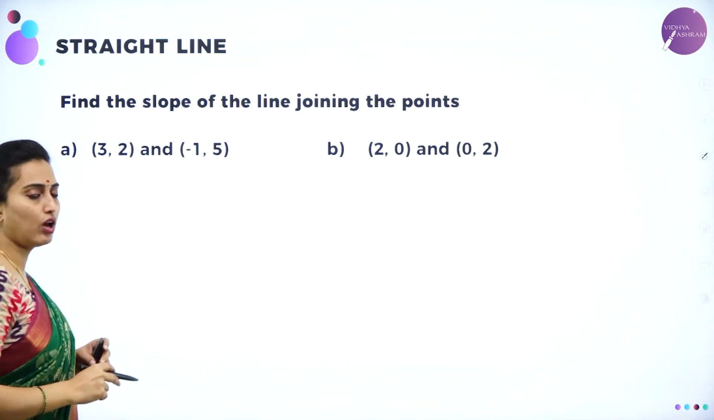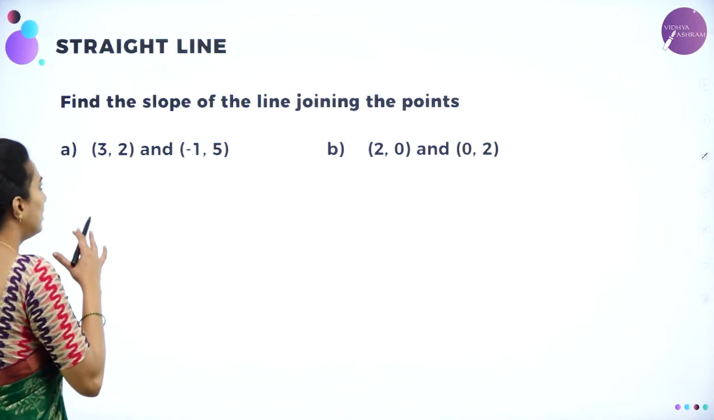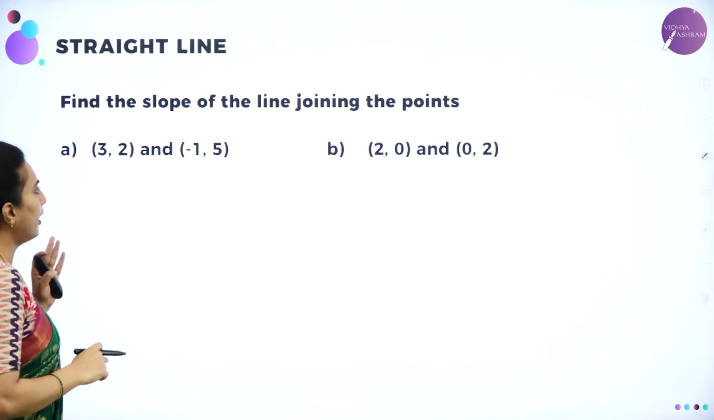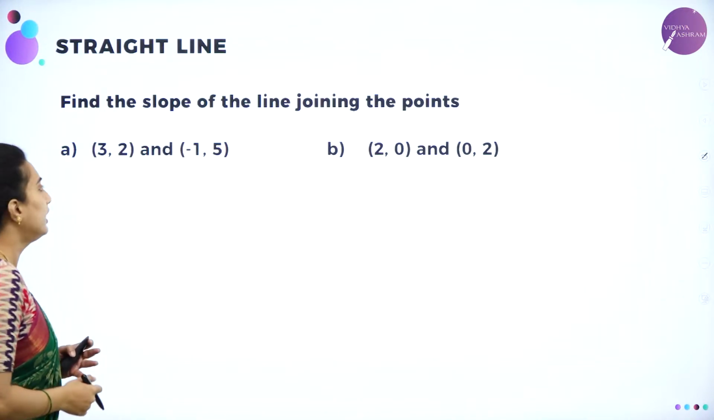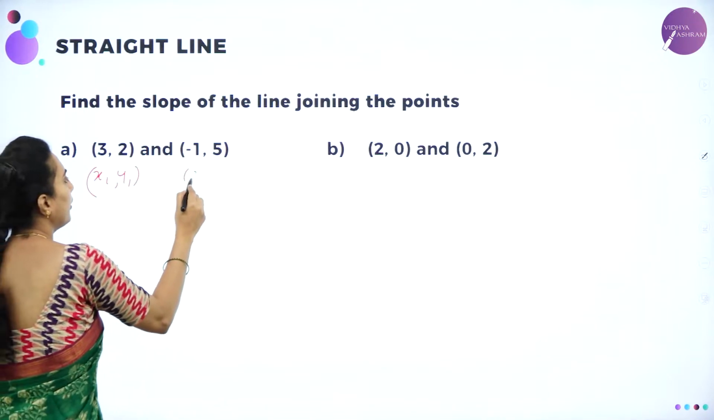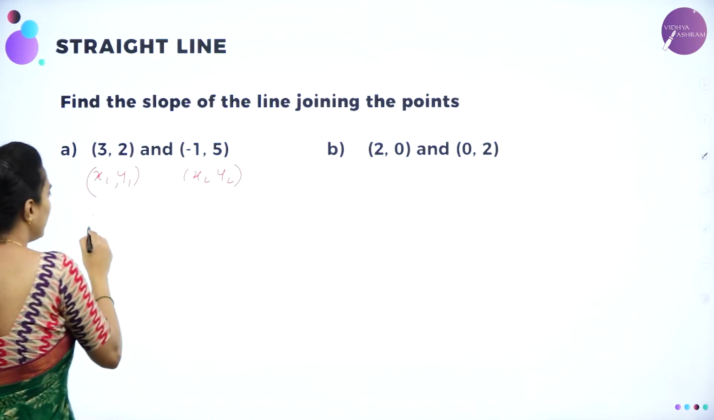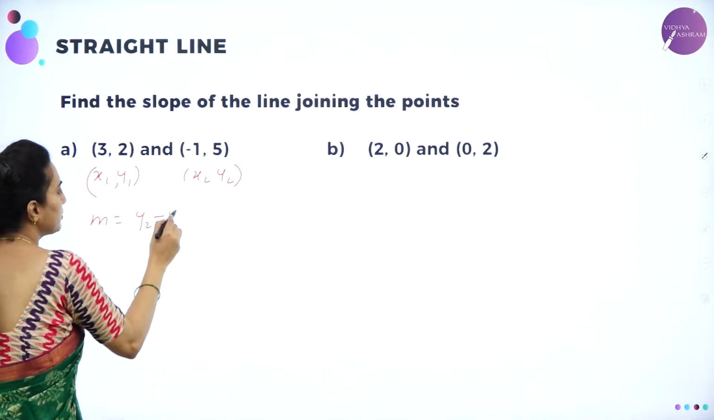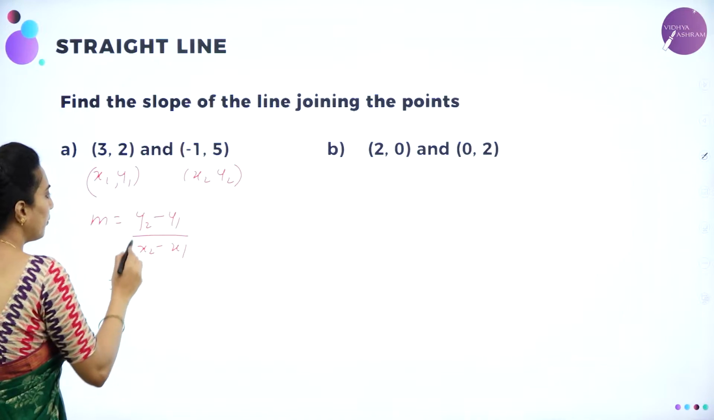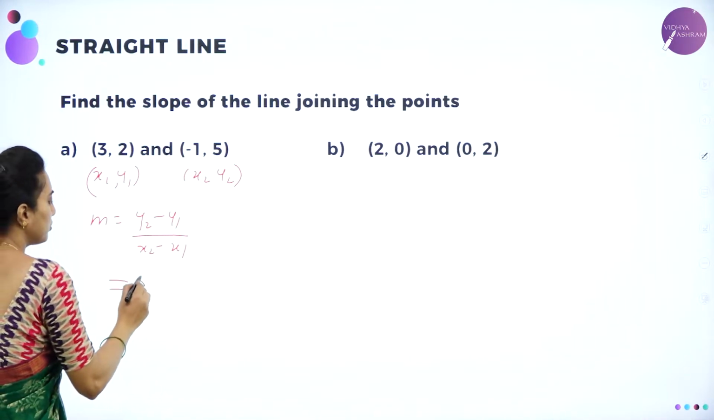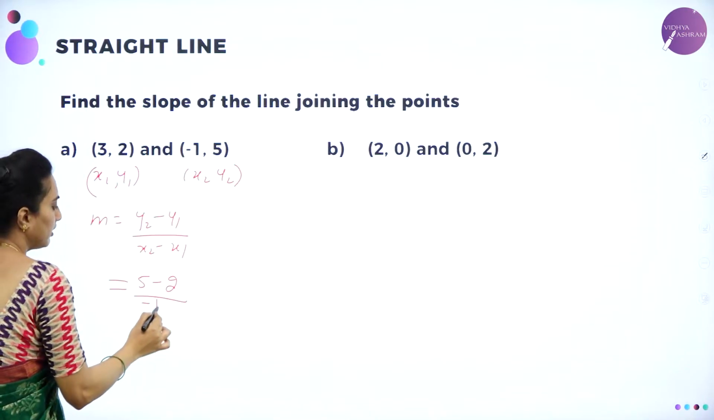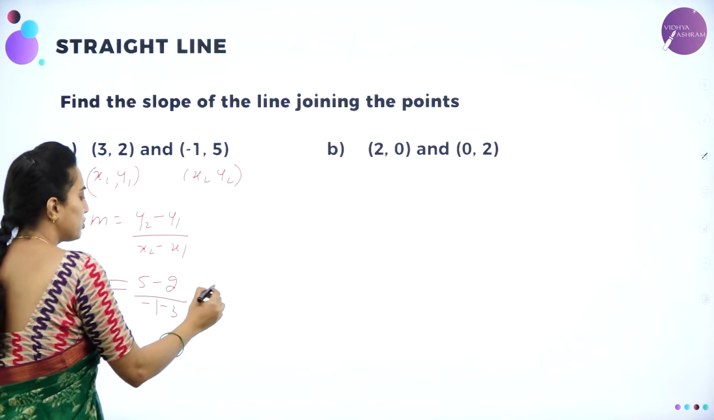We'll move on to solving the problem now. What have they asked? Find the slope of the line joining the points (3, 2) and (-1, 5). Let me take this point as x1, y1 and this point as x2, y2. Now m is equal to y2 minus y1 divided by x2 minus x1. Now you can substitute here. y2 minus y1 is 5 minus 2, divided by x2 minus x1 which is -1 minus 3, which implies 5 minus 2 is 3.